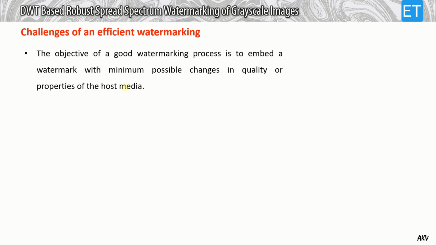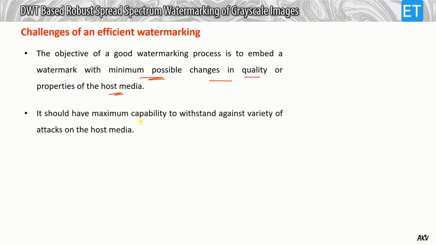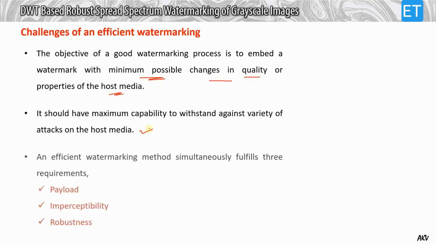And now let's see different challenges of an efficient watermarking. The objective of a good watermarking process is to embed a watermark with the minimum possible changes in the quality of host media. I mean, the watermarking process should not change or alter the host media too much. So it should have the maximum capability to withstand a variety of attacks on the host media, as I said. I mean, it should be robust enough. Now, an efficient watermarking method simultaneously fulfills the following three requirements: payload, imperceptibility, and robustness.